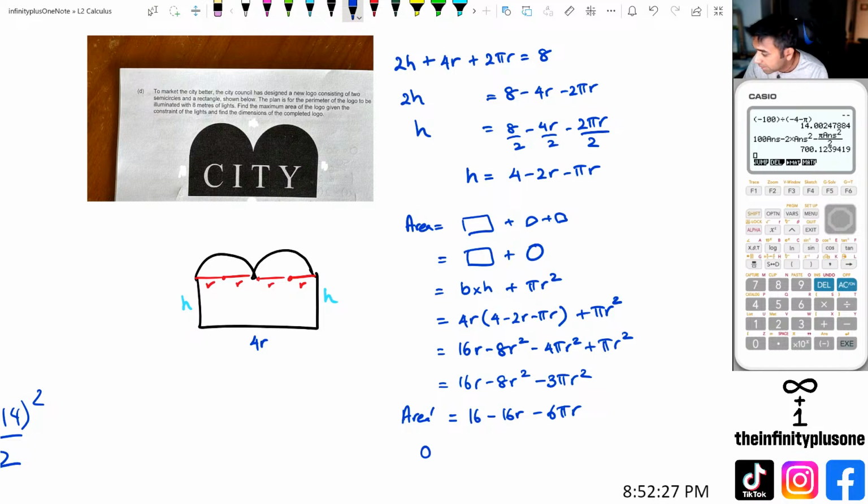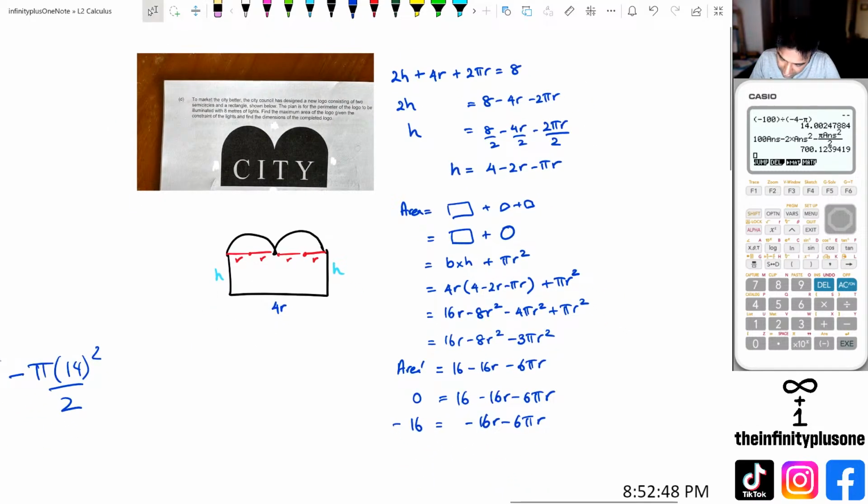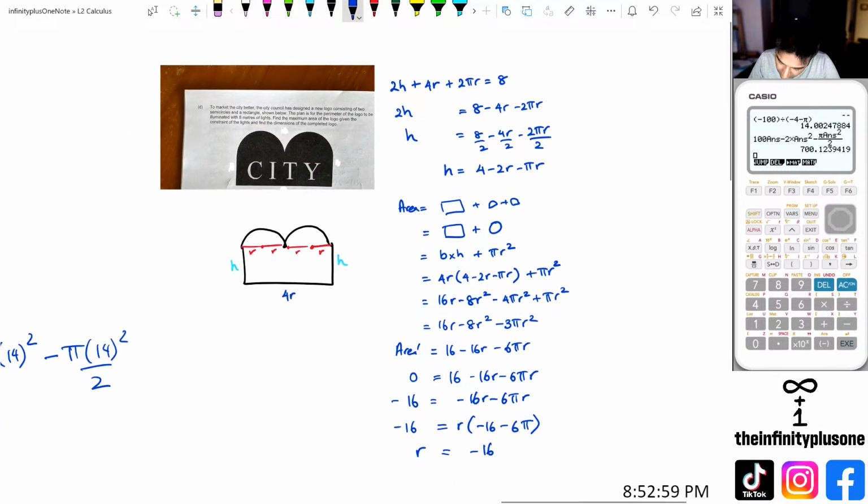So at this point I'm going to put this equal to 0, because my differentiated function should equal 0. So I'm going to get 16 minus 16r minus 6 pi r, which gives negative 16 equals negative 16r minus 6 pi r. I want to take r as a common factor, and I'm going to get negative 16 minus 6 pi, and then r equals negative 16 divided by negative 16 minus 6 pi.